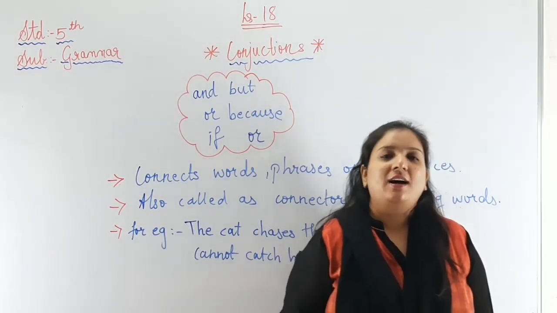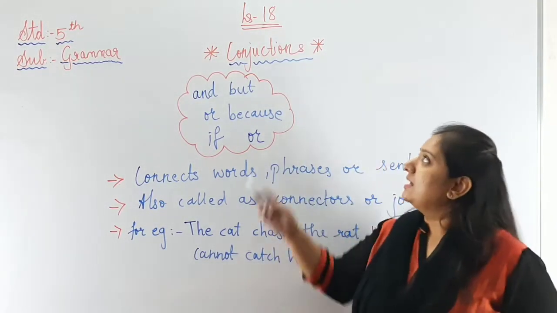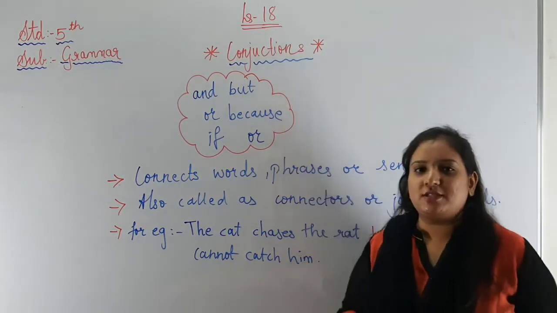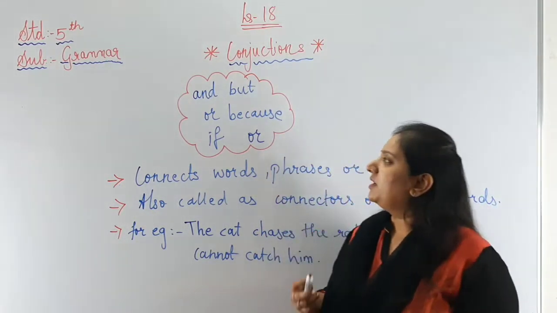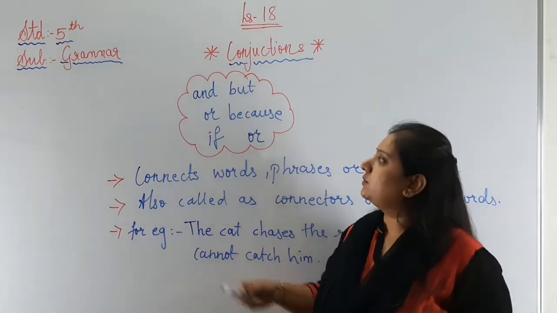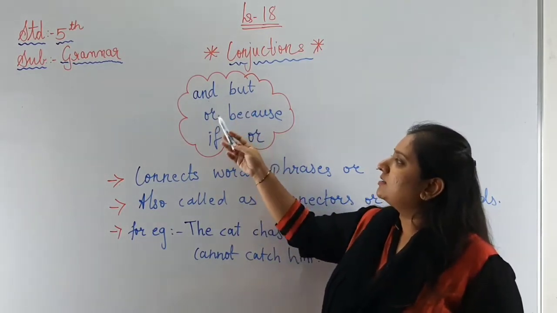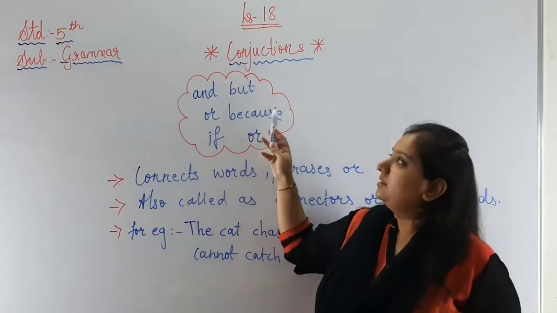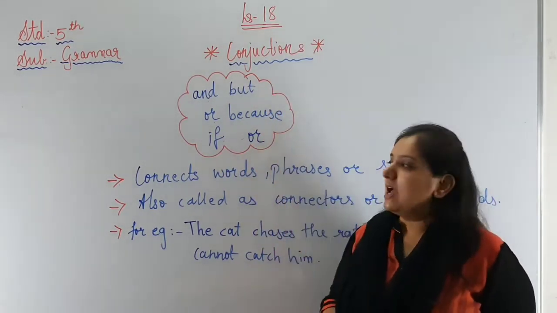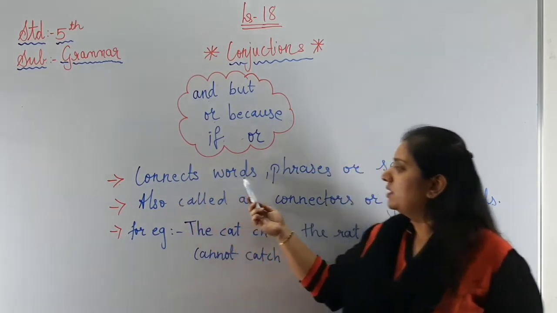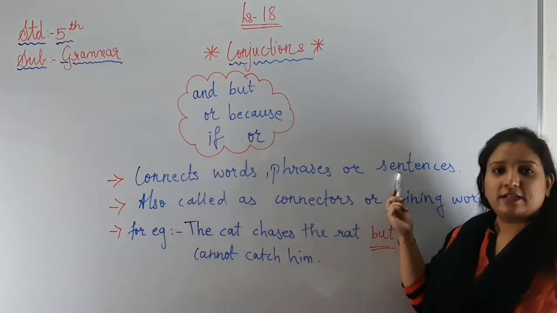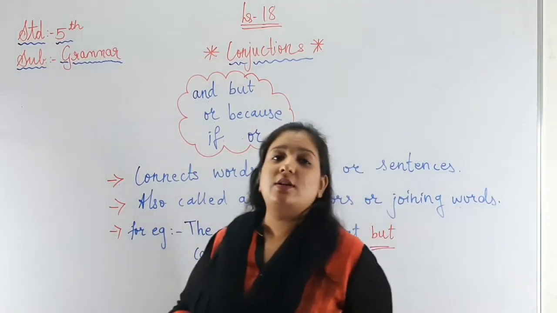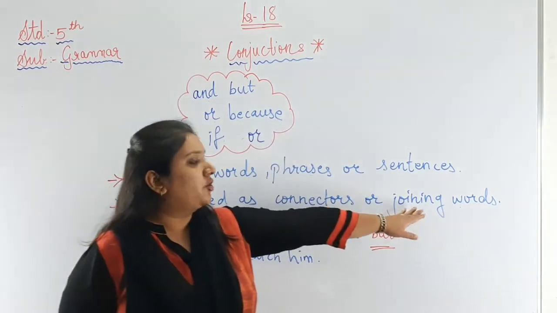Hello students, after prepositions, now we will learn lesson number 18, conjunctions. Now what are conjunctions? We have always heard or written words like and, but, or, because, if. But what are all these called? These are called conjunctions. And they always connect words, phrases or sentences. Conjunctions are also called connectors or joining words.